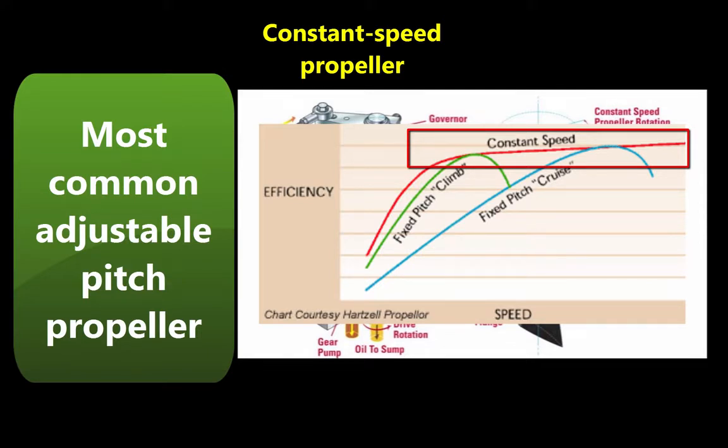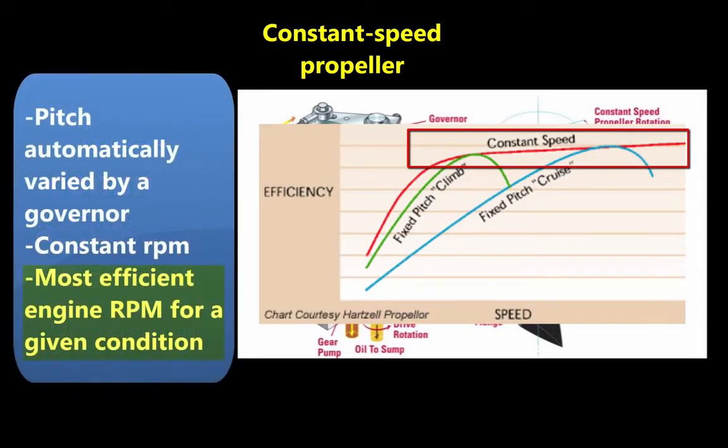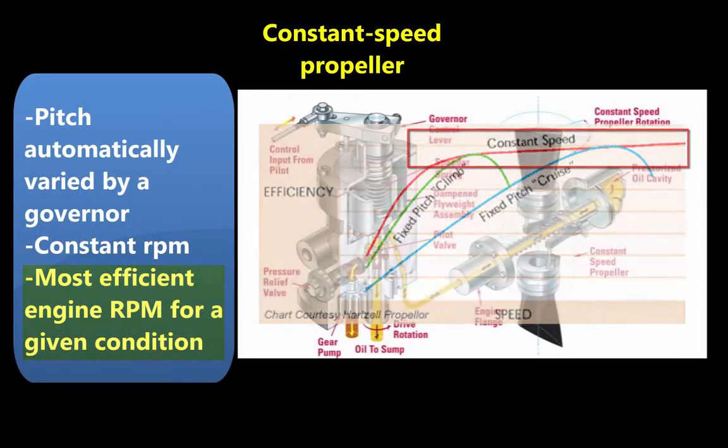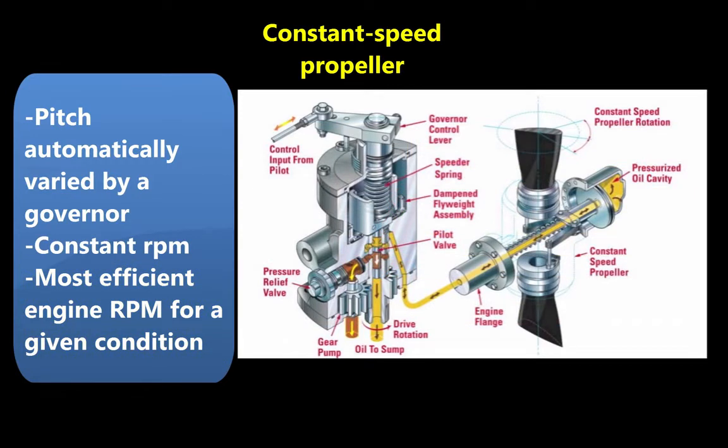A constant-speed propeller is more efficient than other propellers because it allows selection of the most efficient engine RPM for the given conditions. An aircraft with a constant-speed propeller has two controls, the throttle and the propeller control. The throttle controls power output, and the propeller control regulates engine RPM. This, in turn, regulates propeller RPM, which is registered on the tachometer. Once a specific RPM is selected, a governor automatically adjusts the propeller blade angle as necessary to maintain the selected RPM.